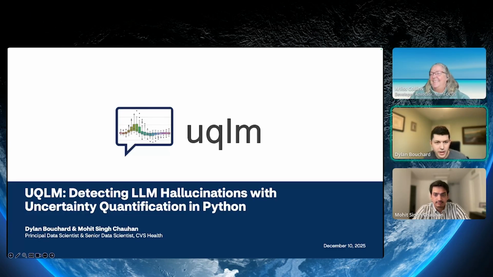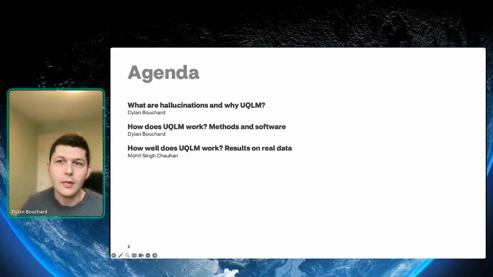Great. Thank you for the introduction. So I'm here with my colleague Mohit today. We're going to talk about our open source Python library called UQLM for hallucination detection using uncertainty quantification. So the plan for the talk today, I'm going to give a quick overview of what hallucinations are and what was the motivation for why we built UQLM. I'll go through how these methods work under the hood and how to implement them with the UQLM software. And then I'll hand it over to Mohit, who will go through some of our experiments from our research and share some results on real data.